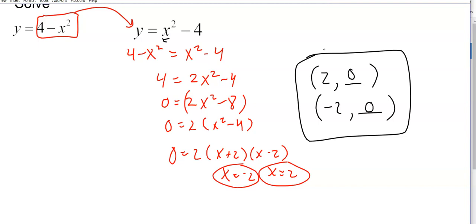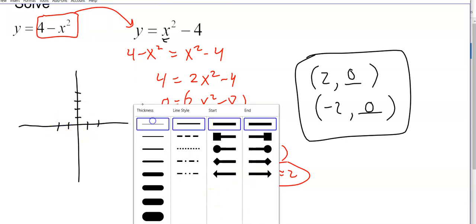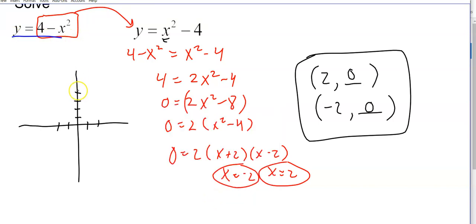By the way, if I did graph these, and this is not part of this, but it might help you visualize what we're actually doing. We're solving a nonlinear system. This one has a y-intercept of 4, and does this as a parabola, a really rough graph there.